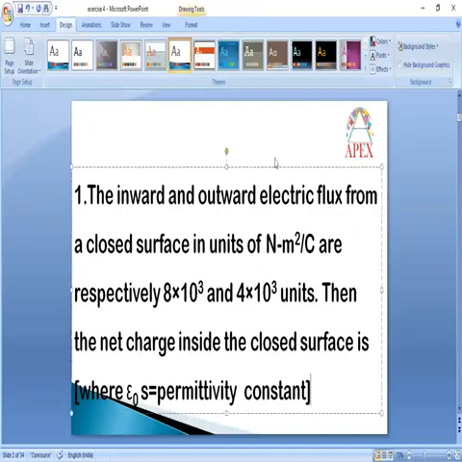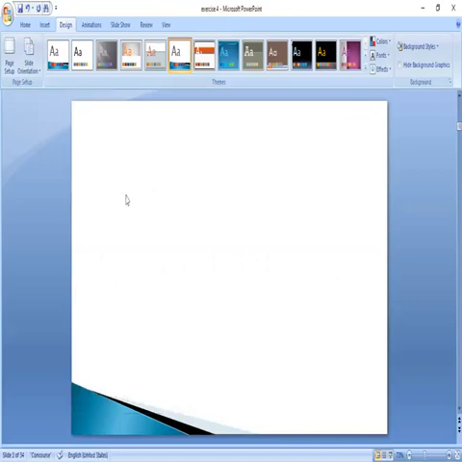So what is the general formula to calculate the net flux? That is nothing but the outward flux minus inward flux. So net flux is equal to outward minus inward. Outward was given 4 into 10 cube, minus inward is given 8 into 10 cube. Hence the resultant will be minus 4 into 10 cube. That is Newton meter square per coulomb.